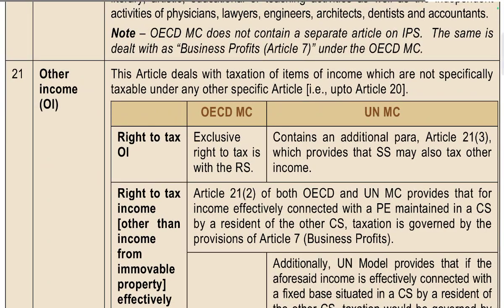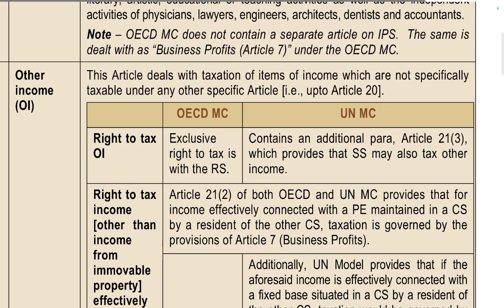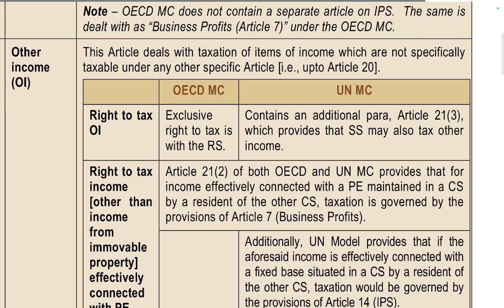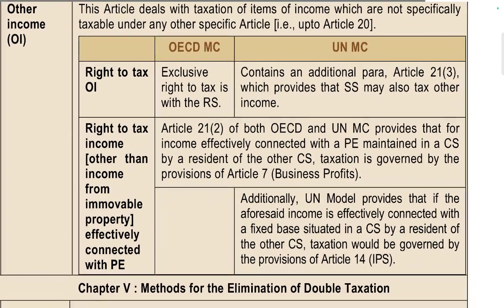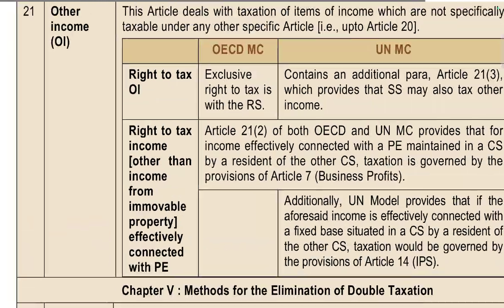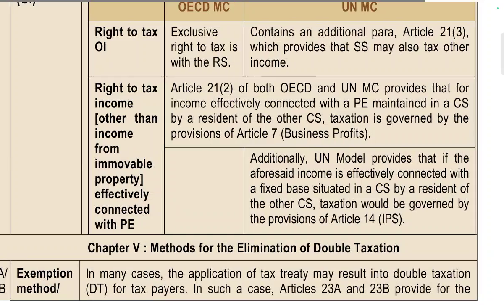Article 21, Other Income. The article deals with the taxation of items of income which are not specified in other taxation articles. Right to tax: in both the OECD and UN models, the exclusive right to tax lies with the residence state. However, the UN model contains an additional paragraph, Article 21.3, which states that the source state may also tax other income.